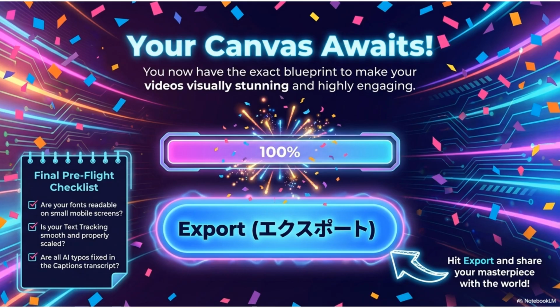Final pre-flight checklist. Before you finish, go through the final checklist. Are your fonts readable on mobile? Is your tracking smooth? Are all typos fixed? If everything looks good, hit export and share your masterpiece with the world. Your canvas awaits.